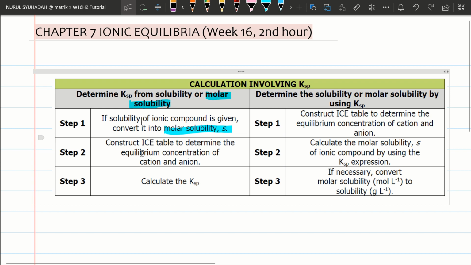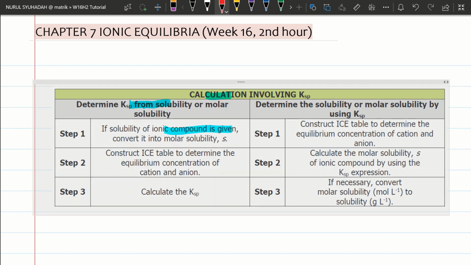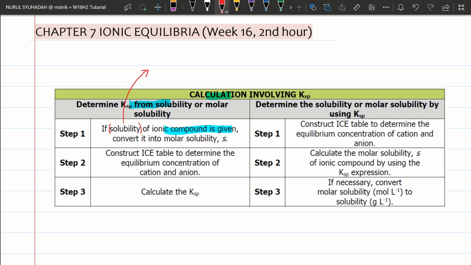Okay, sometimes dalam exam, walaupun dia mention perkataan solubility sahaja, ada soalan. Okay, there are certain question yang mana dia mention solubility. Okay, so by right, apa yang awak faham, solubility is gram per liter.